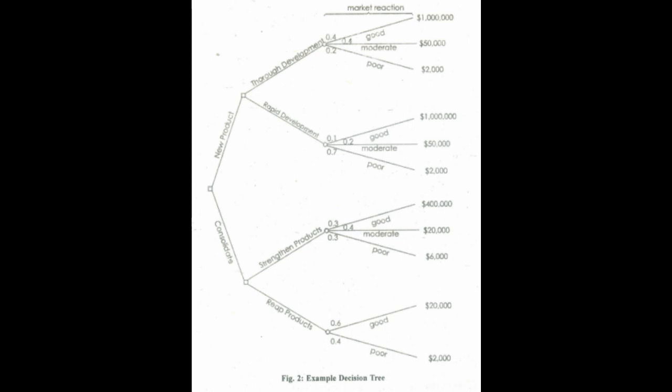2, the value for new product, thorough development, is 0.4, probability good outcome, x $1 million, value, equals $400,000. 0.4, probability moderate outcome, x $50,000, value, equals $20,000. 0.2, probability poor outcome, x $2,000, value, equals $400, total $420,400.